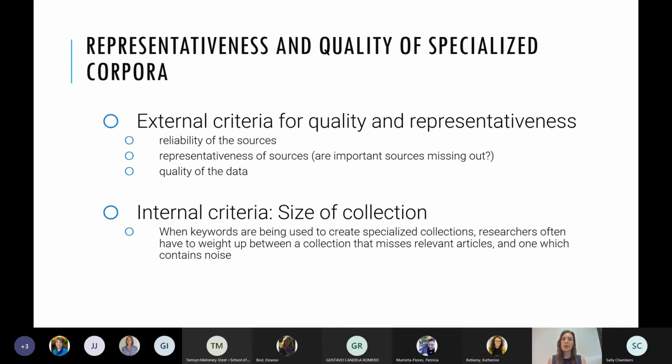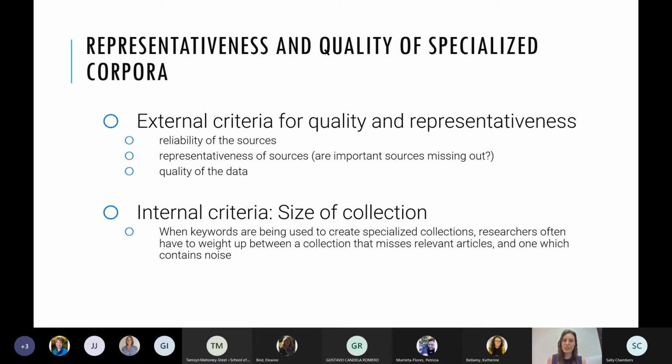And here I'm talking about representativeness and also the quality of these specialized corpora. This is something that every historian basically looks into: is the corpus representative? Is the quality good enough? But especially when working with digital sources and huge amounts of sources, there are even some additional criteria historians and researchers have to look into.